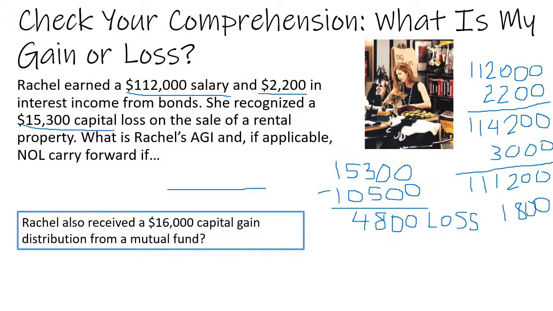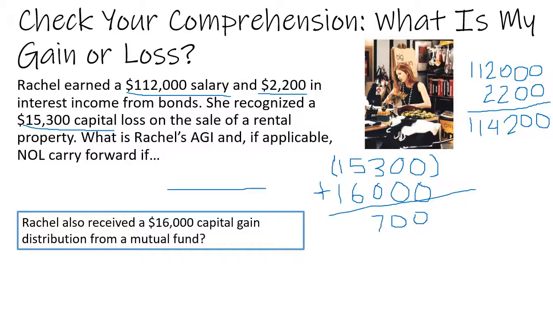In scenario 2, Rachel also receives a $16,000 capital gain distribution from a mutual fund. In this case, Rachel would offset the $16,000 gain by the $15,300 capital loss, yielding her a net gain of $700. This would be added to her income for an AGI of $114,900.